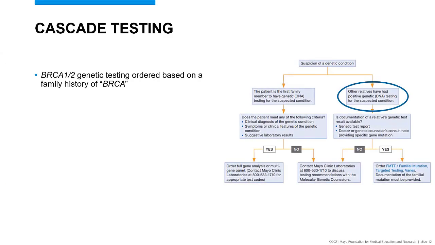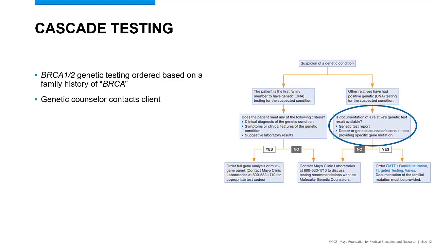Now, I'd like to walk through examples for which FMTT can be useful. In this example, the client initially orders a different test, HBOCZ, which looks at the BRCA1 and 2 genes based on a family history of BRCA. If we follow the testing algorithm for FMTT, it brings us to verifying if there is documentation of the family member's genetic test report.